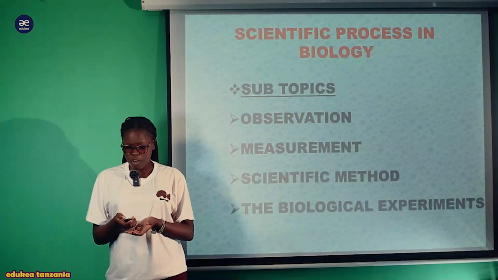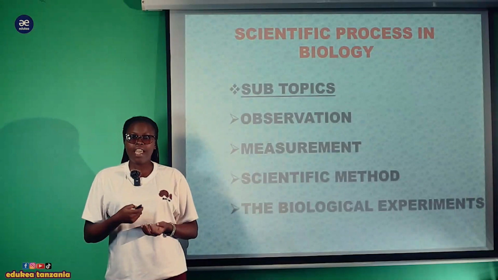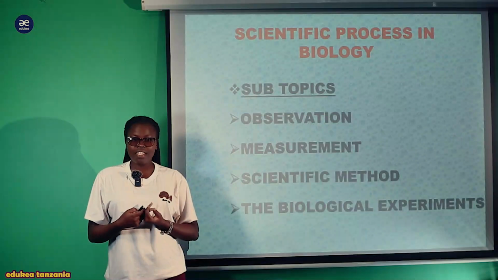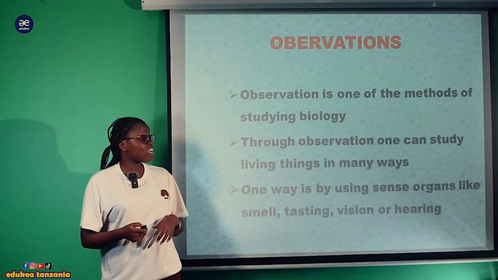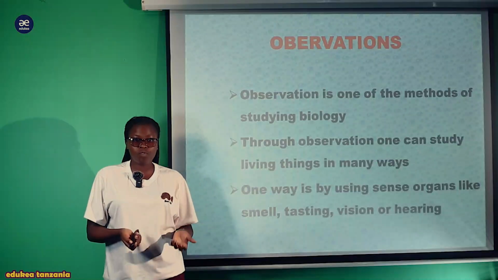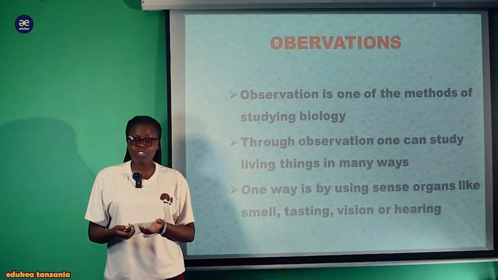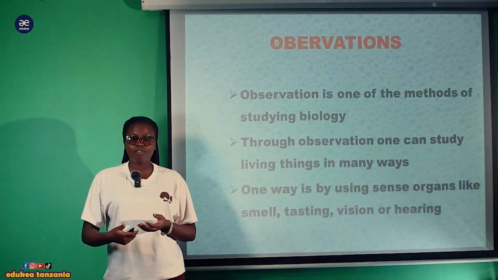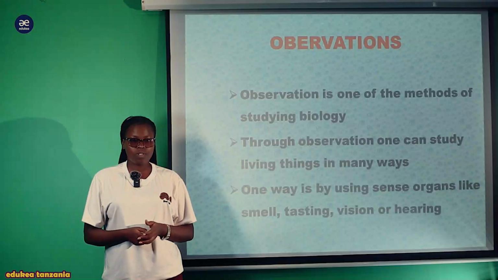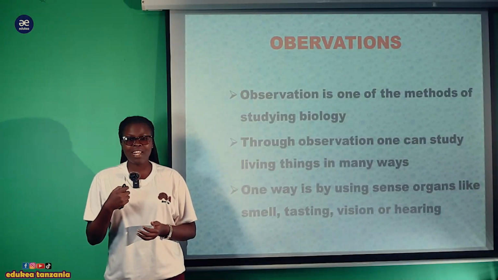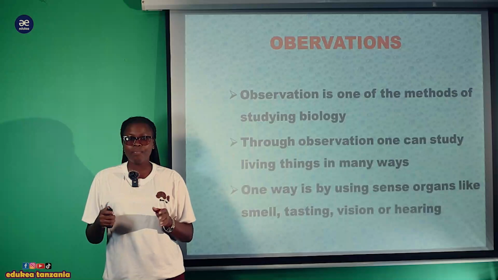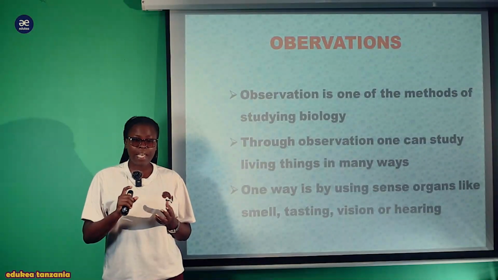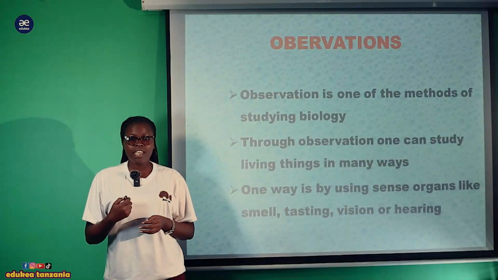My lovely Form 1 students, we are scientists, and in studying biology, we are to be good observers so as to study biology. As we have already discussed in our introduction to biology, biology is the study of life. So in order to study living things, we have to be aware of observation. This observation is mainly done by using our sense organs. We have 5 main sense organs which are used in observation.